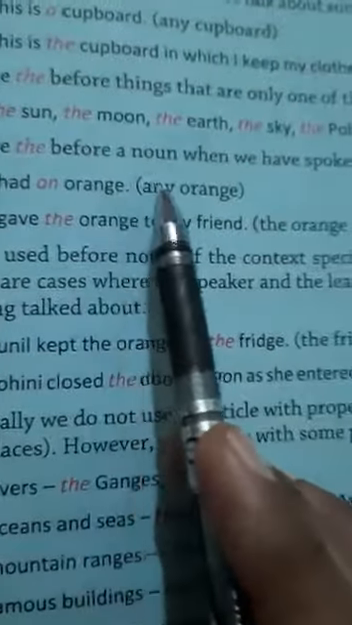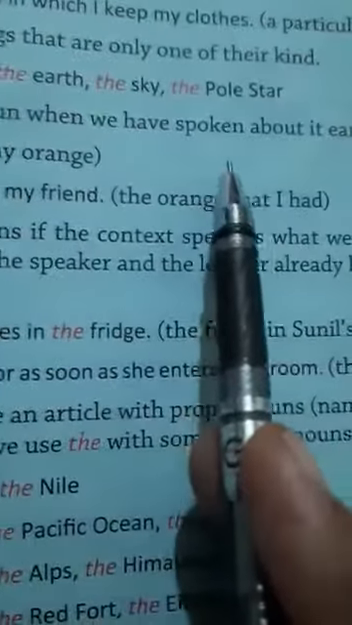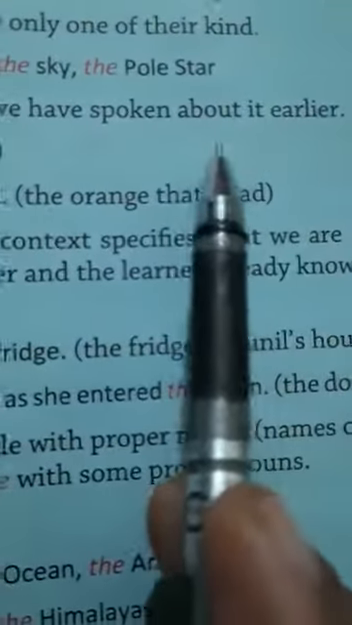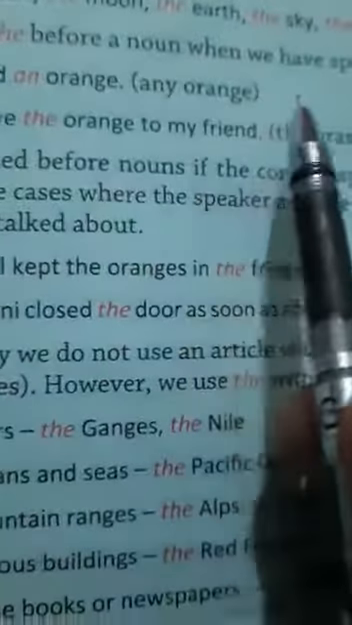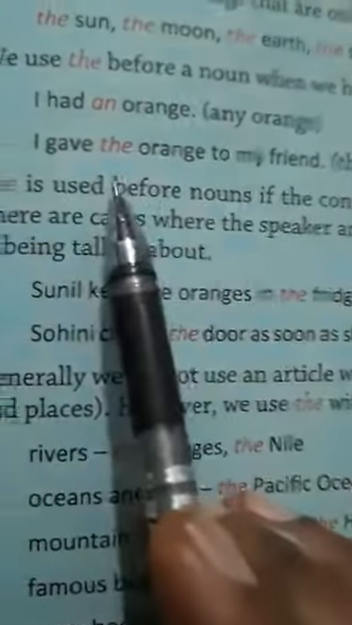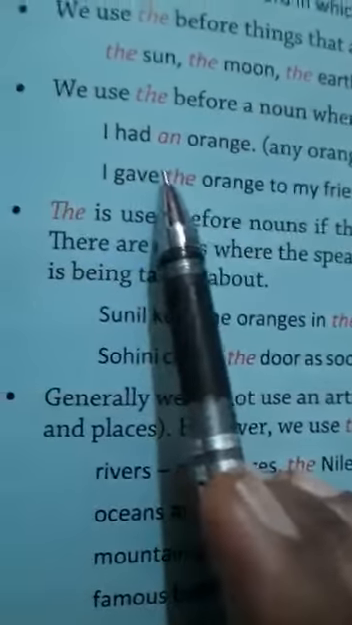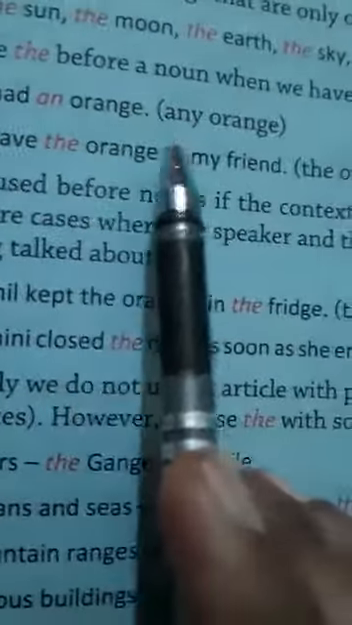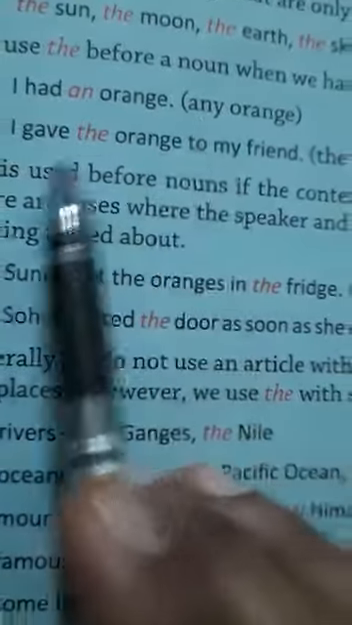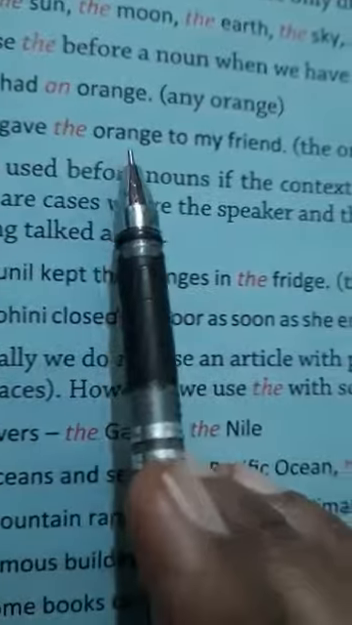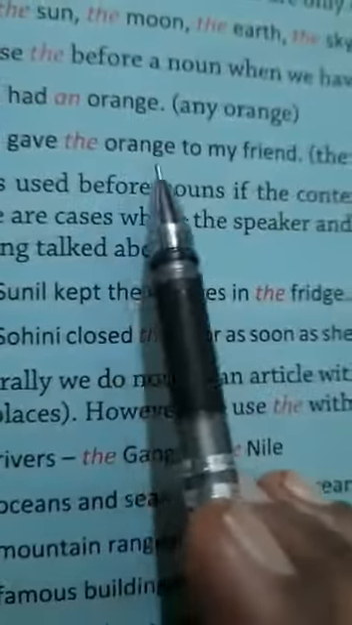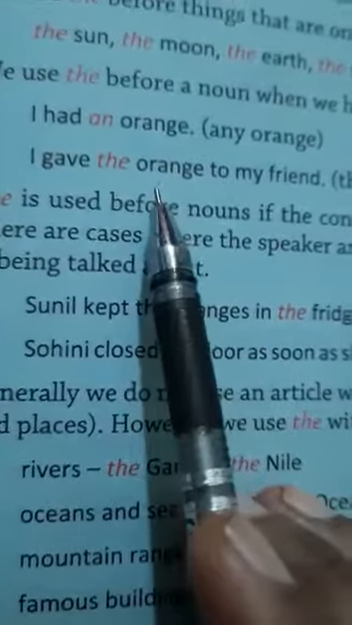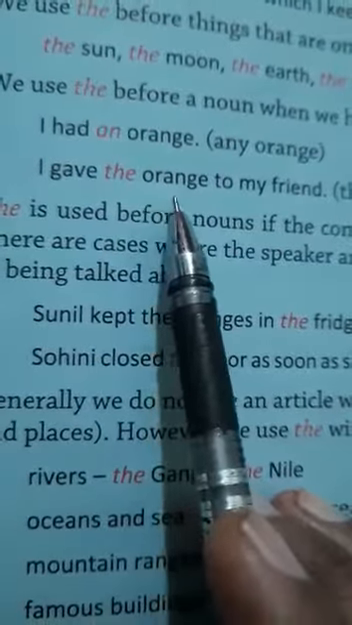We use the before a noun when we have spoken about it earlier. Just like I had an orange, any orange, not a particular orange, but here I gave the orange to my friend, the orange that I had. Here we are talking about the orange that I had, so we will use the before it.